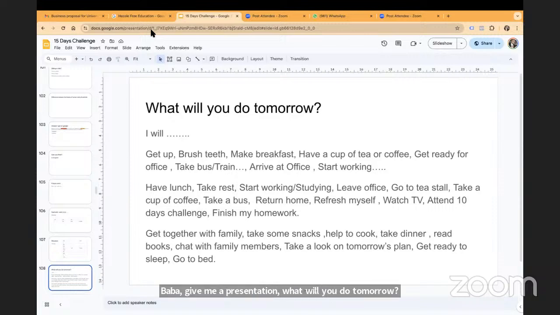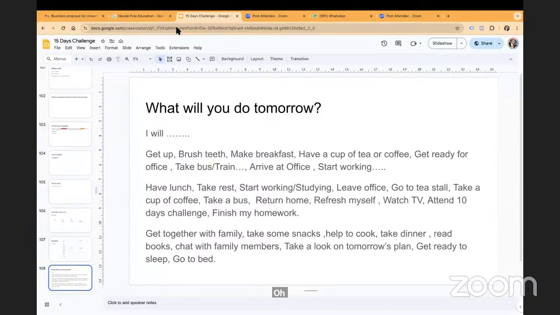I will take a bath at home, I will set myself, then I will watch TV, then I will attend dance, I will check my messages. I will go to sleep. I will chat with my family. I will make breakfast. I will have a cup of tea. I will get ready, I will go to the office and work there. I will have lunch. I will take a break. I will leave office. I will take a cup of tea.